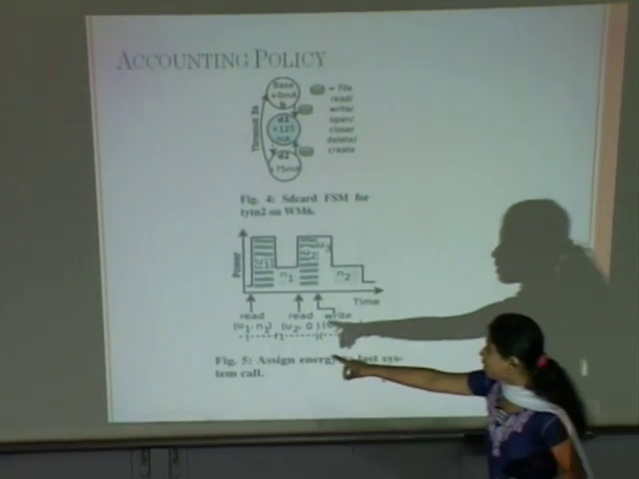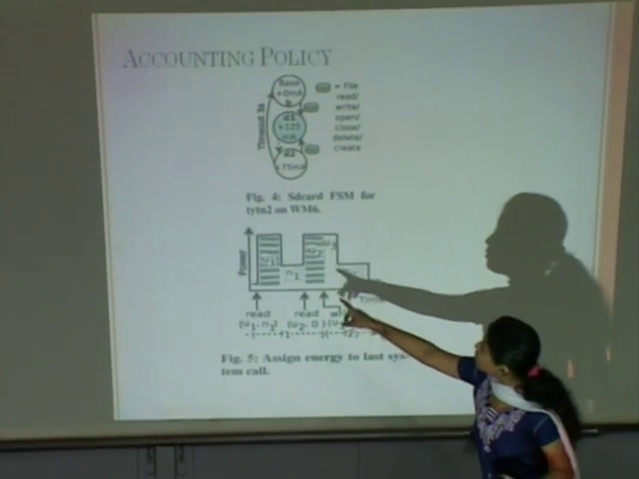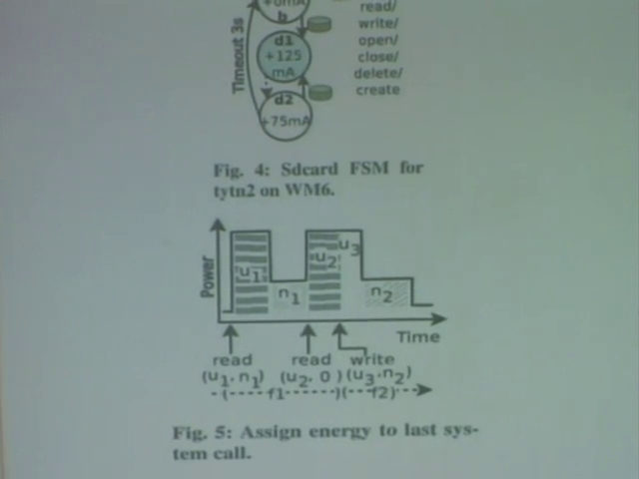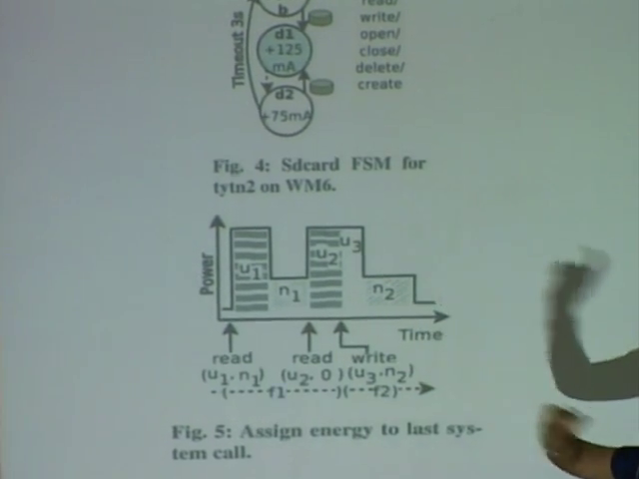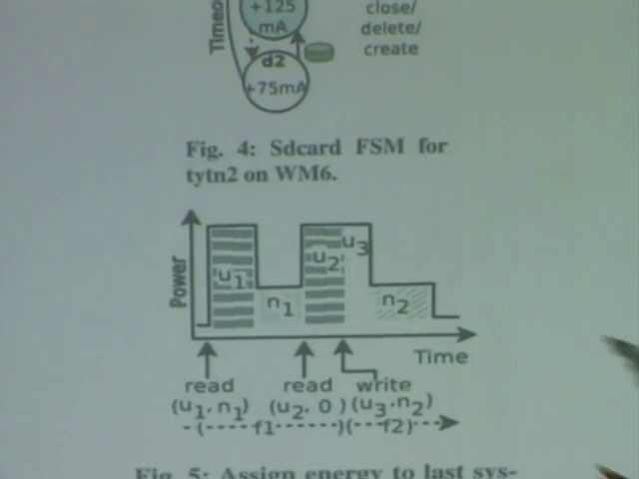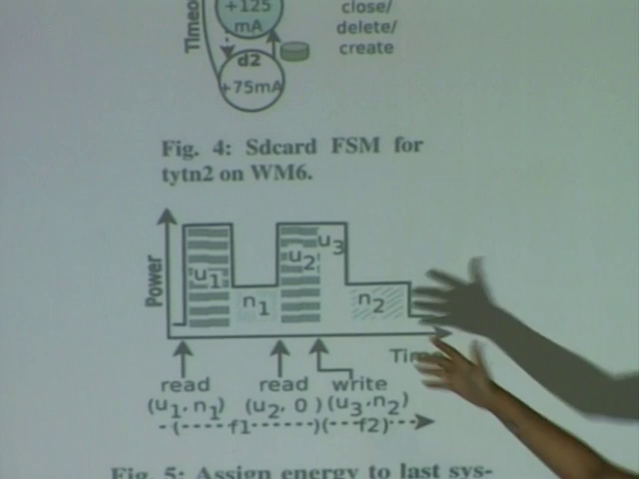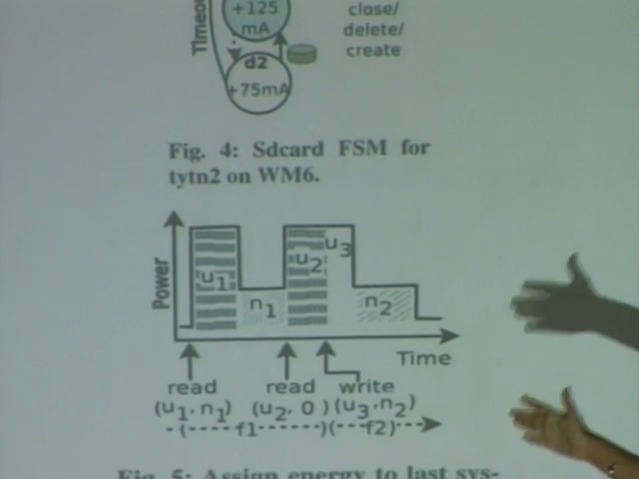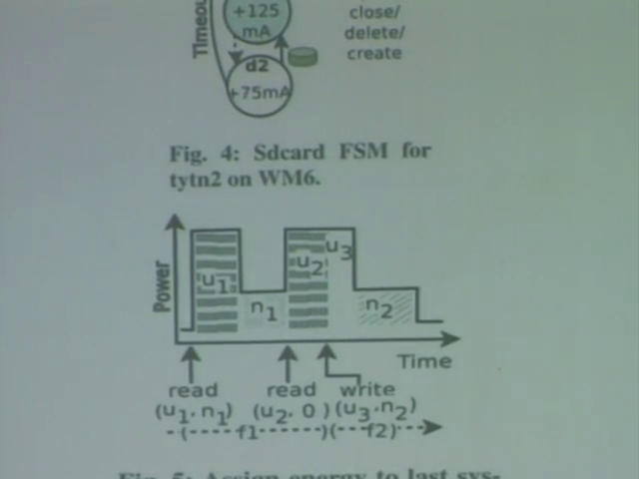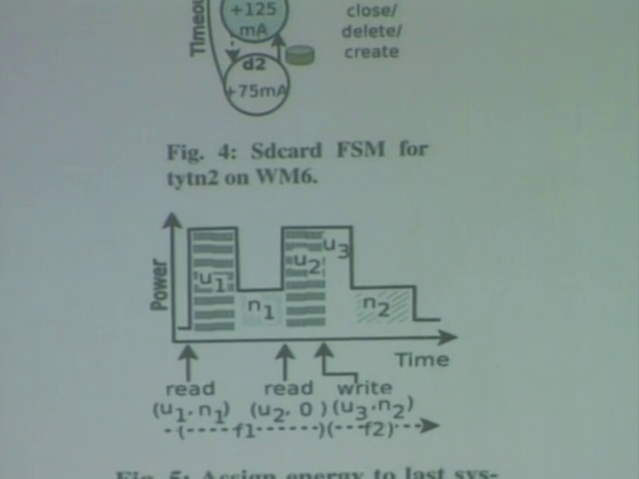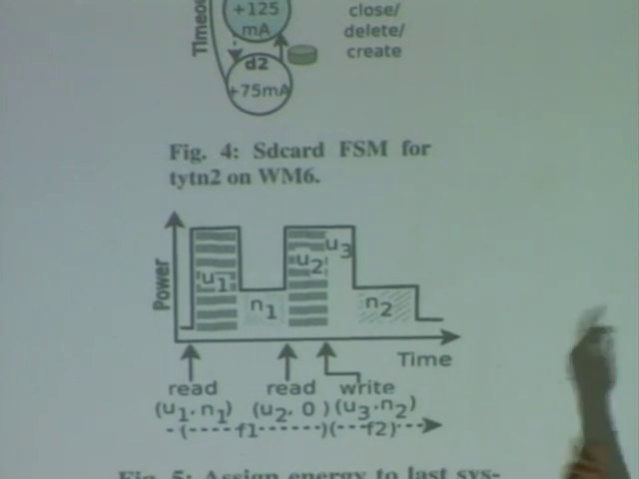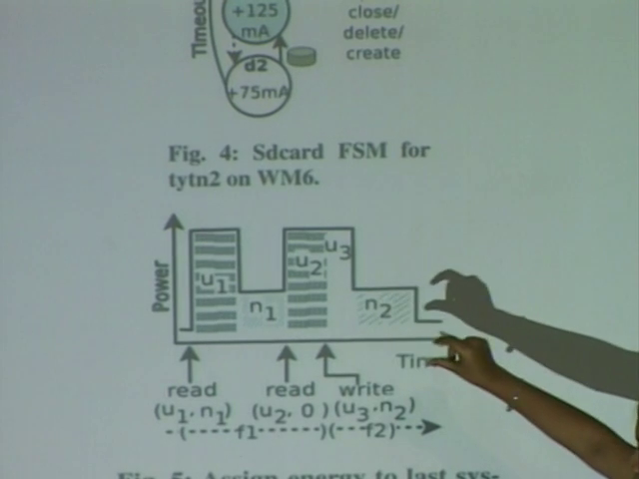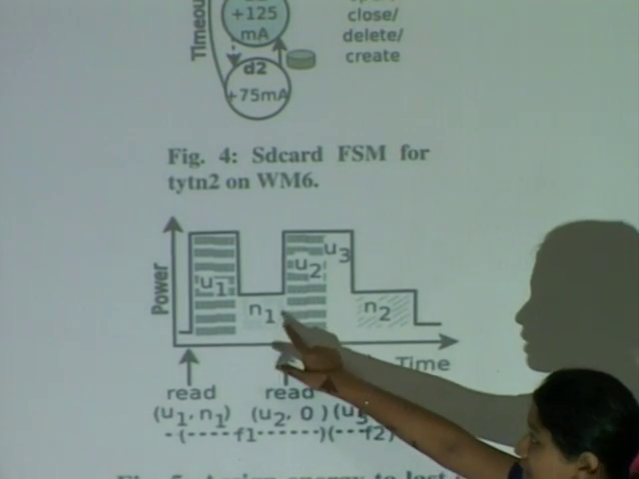Suppose a read call is there first of all. U1 is for when the read call is issued to the SD card; it will go to the high power state, and U1 is the amount of energy it uses in the high power state. Then it will go to the tail power state for N1 and stay there for a certain amount of time. Then again they show that read is issued, though this is not for concurrent access, just to show how the tail energy is calculated. So first read is there, U1 energy is used in the high power state, then it goes to the tail power state using N1 amount of energy.